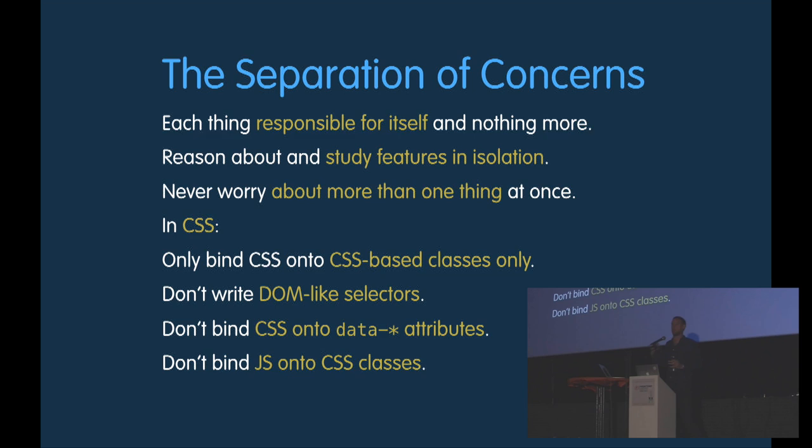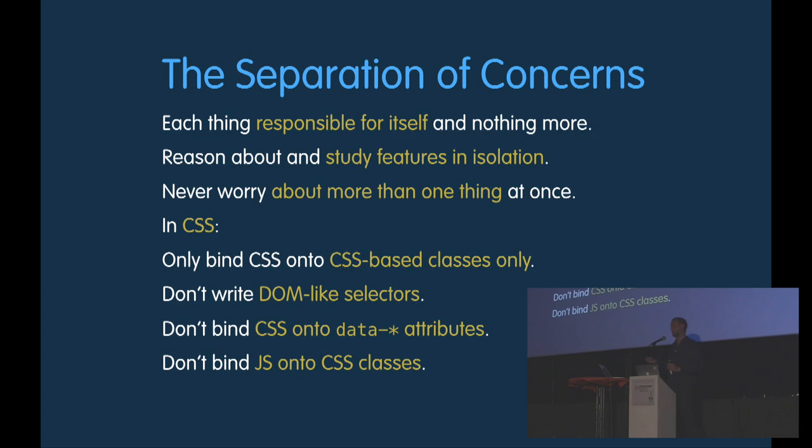Don't write CSS selectors that look like HTML. A selector like header ul li a is putting a lot of DOM information straight into our style sheet. It means that we can't worry about our styling without also having to be aware of the semantic decisions that we made. Don't bind CSS onto data attributes, and I would argue, don't bind JavaScript onto data attributes.